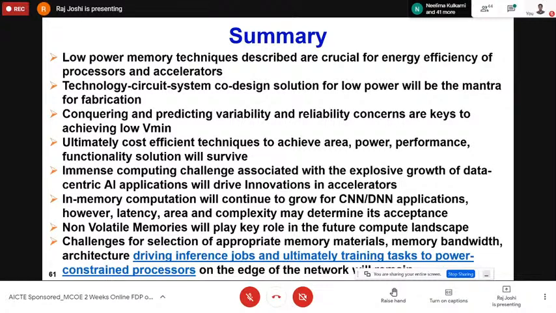What I mean by that is, if we are talking about the edge, not the cloud, then all these things are of prime importance. And that's where, if you have any solution, if you have anything, work on it. Try to make it practical.